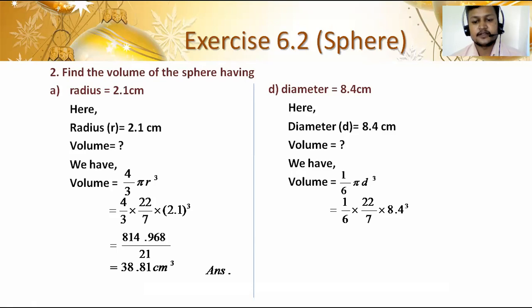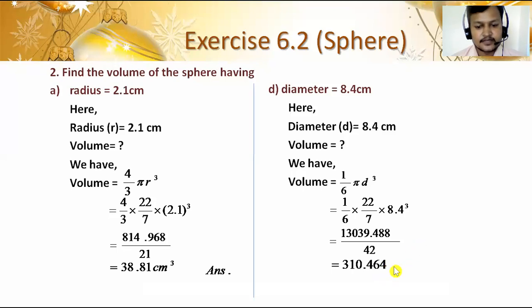1 by 6 into 22 by 7 into 8.4 cube. Find out the values in numerator, 22 into 8.4 cube, and divide that by 7 6s are 42. Finally it is 310.464 cm cube. Cube is missing, and this is our final answer.